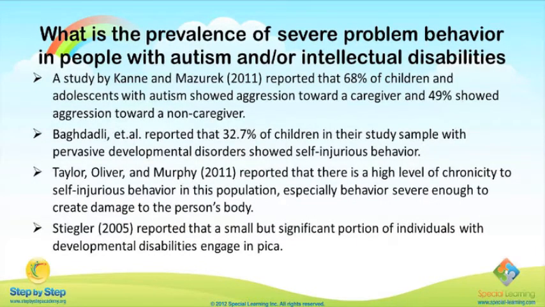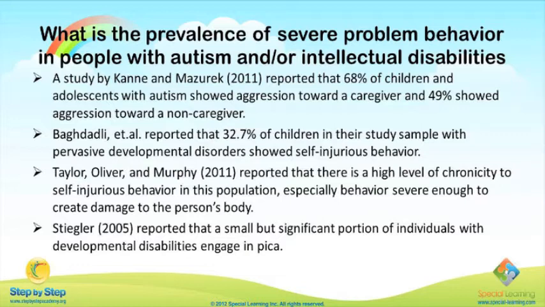I'd like to talk a little bit about the prevalence of severe problem behavior in people with autism and/or with intellectual disabilities. There's a recent study from 2011 that shows that 68% of children and adolescents with autism showed aggression towards a caregiver, and 49% showed aggression towards a non-caregiver. Another study showed that almost 33% of children in the study sample with pervasive developmental disorders had some sort of self-injurious behavior. Jumping down to the study from 2005, Stiegler reported that a small but significant portion of individuals with developmental disabilities have demonstrated having pica.